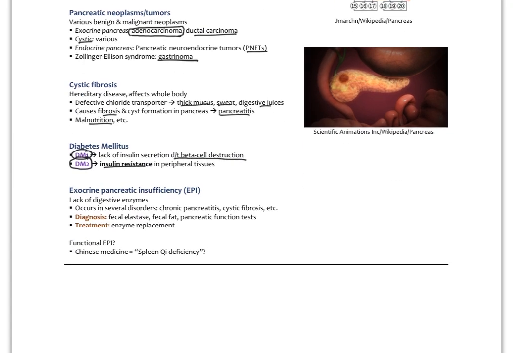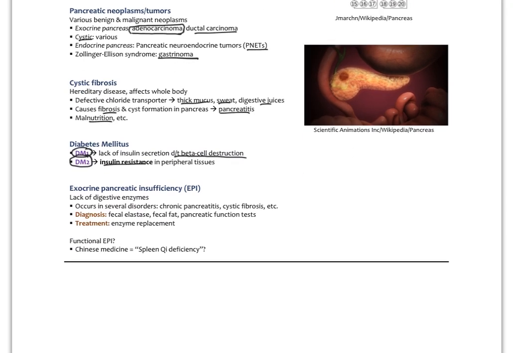That would be a lack of digestive enzymes. Pancreas does not secrete. This often goes together with gastroparesis. In gastroparesis, the stomach motility is inhibited. So food just seems to sort of sit in the stomach. It doesn't go further. And at the same time, the pancreas is not putting out its enzymes. Lots of different disorders like chronic pancreatitis, cystic fibrosis can cause EPI.